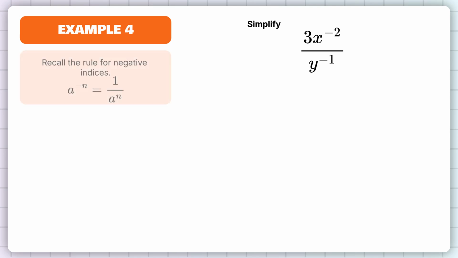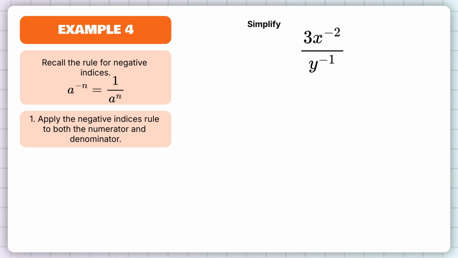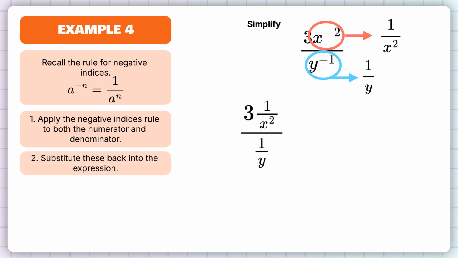Now for our final example for this lesson, simplify 3x to the power of minus 2 divided by y to the power of minus 1. First, recall the negative indices rule and apply this to both x to the power of minus 2 and y to the power of minus 1. x to the power of minus 2 becomes 1 over x squared, and y to the power of minus 1 becomes 1 over y. We can now substitute these back into the expression, so we get this.